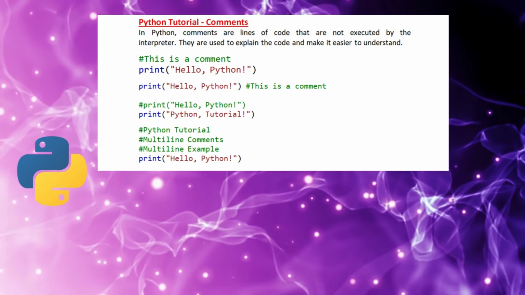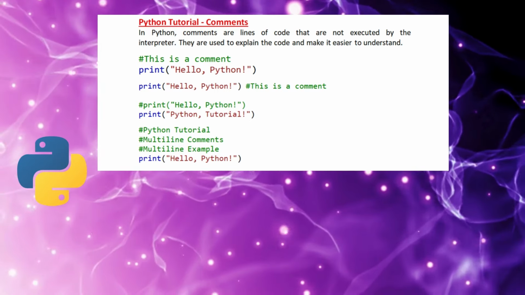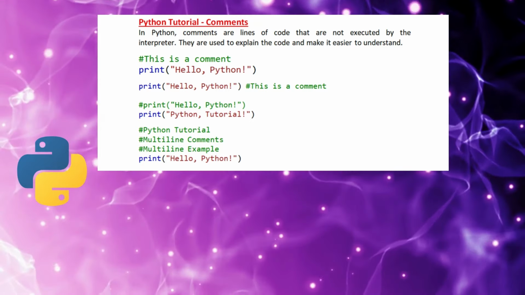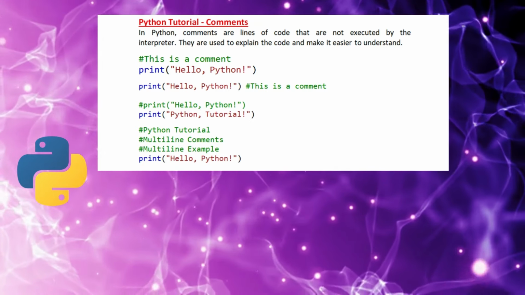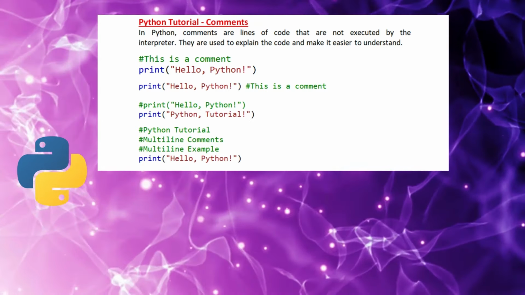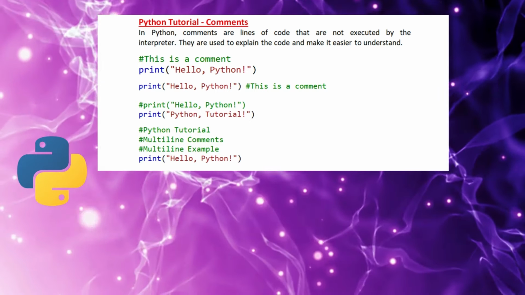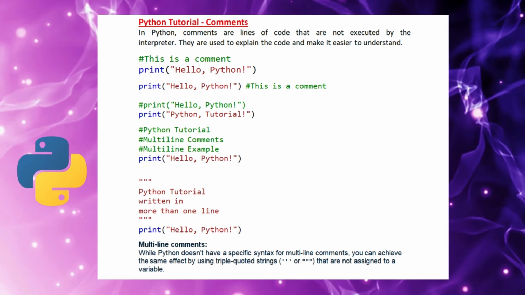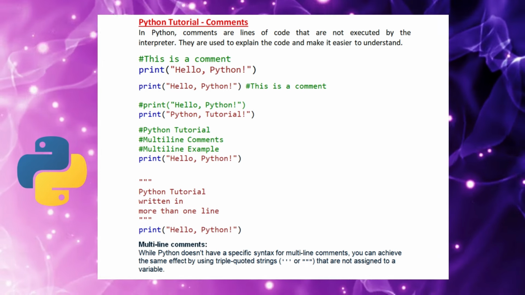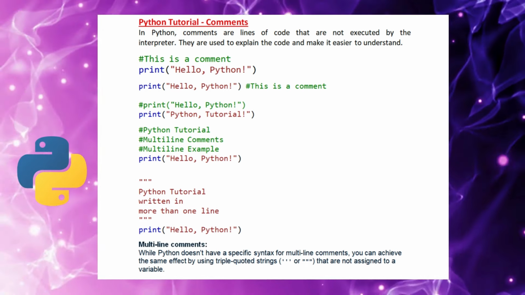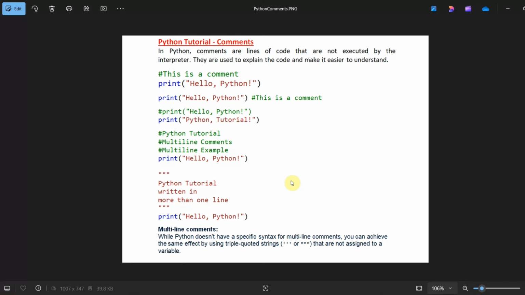For multiple lines of code commenting, Python doesn't allow it, so for every line you need to write a hash sign like this. Also, while Python does not have a specific syntax for multi-line comments, you can achieve the same effect by using triple quoted strings that are not assigned to a variable. For those examples, I'll show you in a Python IDE.